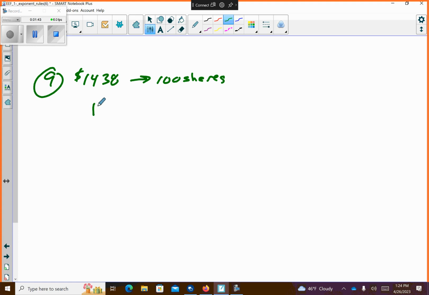At the beginning of 1979. Holy cow, that's a while ago. And they reinvested the dividends. And then it got up to $50,620. Okay, so your $1,438 built up to this at the end of 93. Okay, so this is in 1993.